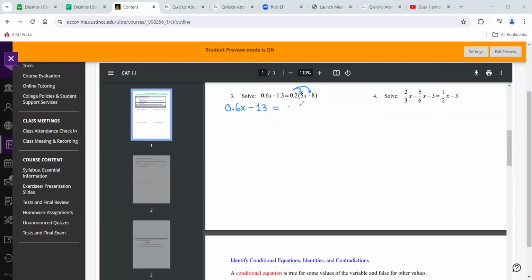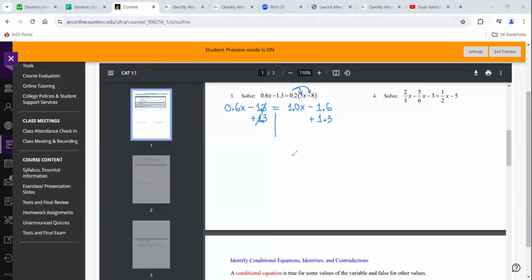1.0x, or if you want to write 1, that would be okay. 0.2 times negative 8 is negative 1.6. Oh, negative 1.3.